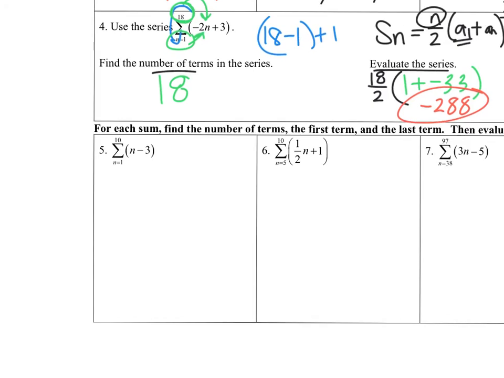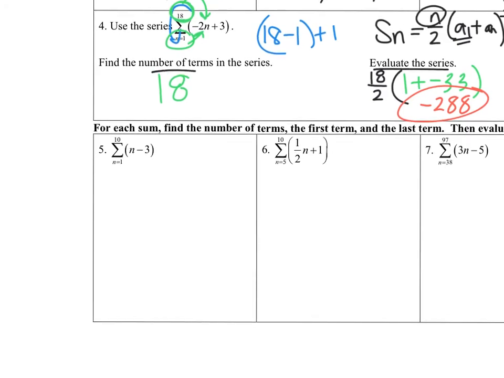Okay, number 5, find the sum. For each sum, find the number of terms, the first term and the last term, and then evaluate it. So evaluate the series means get a final answer. So the number of terms is going to be 10 minus 1 plus 1. So the number of terms is going to be 10.